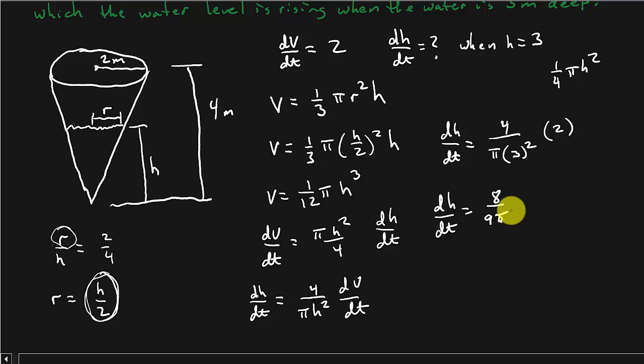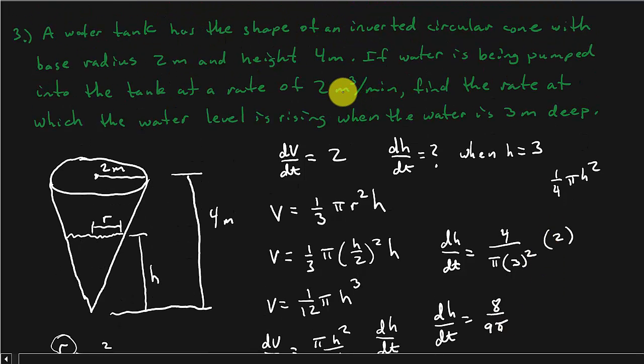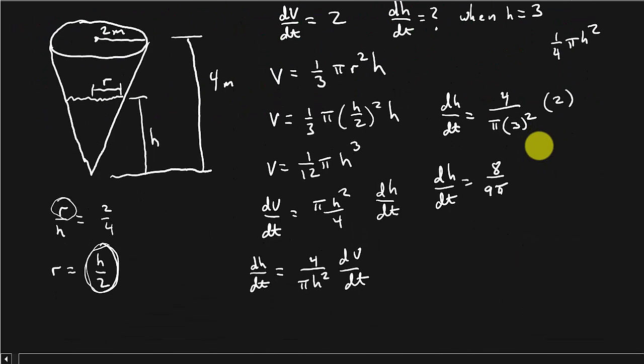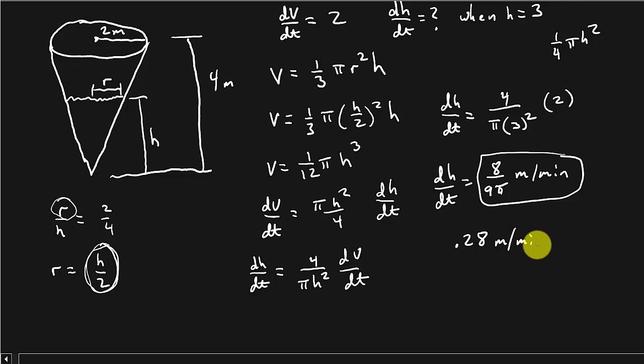And that is, let's see, we're in meters and minutes. So that is meters per minute. And look, if it makes you feel better to write that as a decimal, if you punch that in your calculator, you're going to get about 0.28 meters per minute. Okay, so that's how fast the water level is rising.